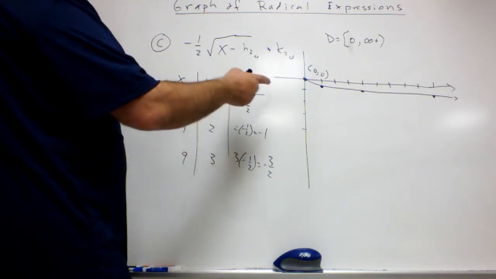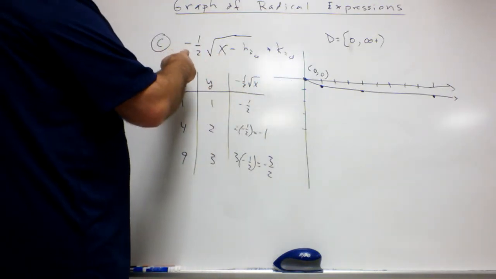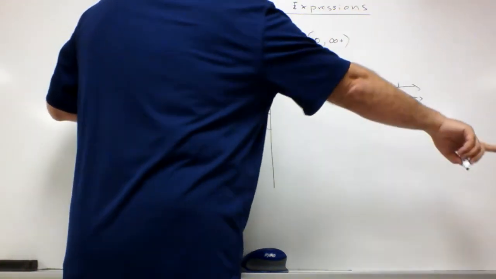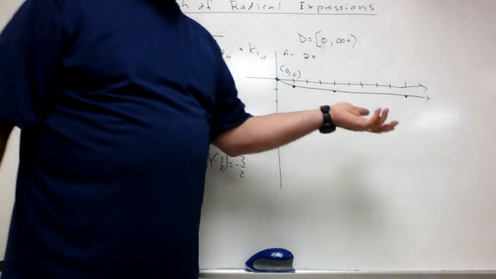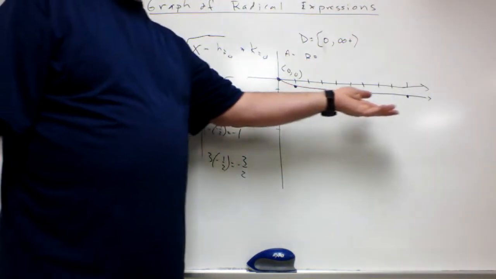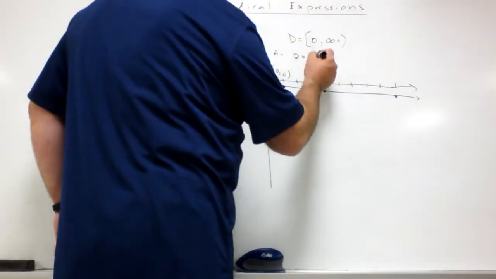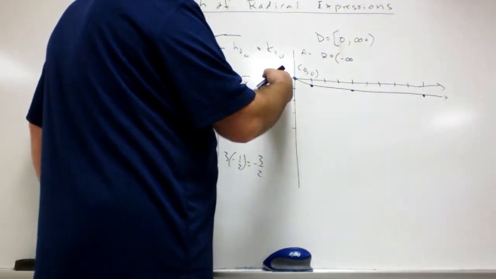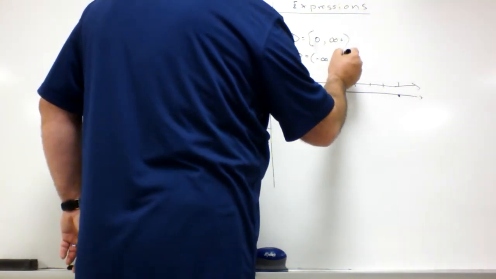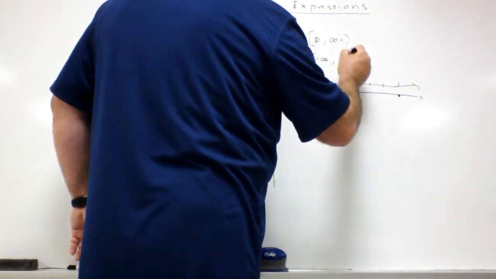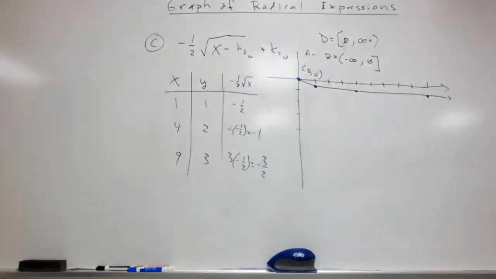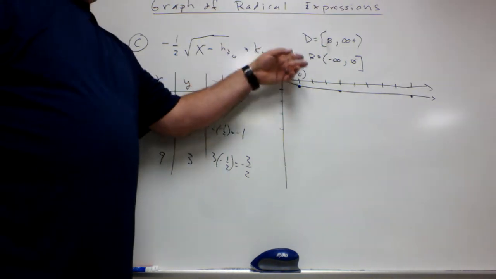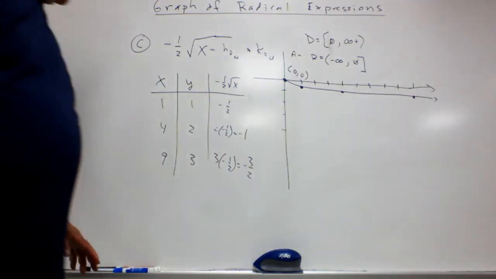And then the range, because a is negative, it's going to be going down to negative infinity. It'll take a long time to get there, yes, but you will get there eventually. So what will happen is we'll start at negative infinity, and we'll be coming up, and we'll terminate and stop right here at k. And that is 0 in this problem. And that is how you graph a radical expression and define the domain and range. And let's try another one.